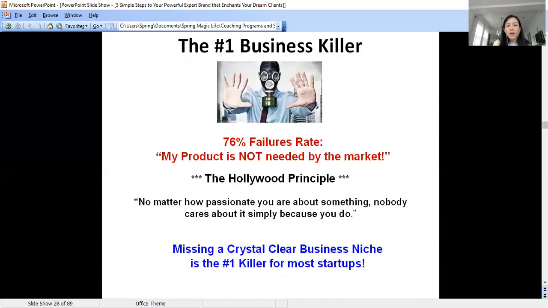So the number one business killer, according to statistics, 76% of startup failures rated the top reason is because their product is not needed by the market. Why? You know why? Those people just wanted to create something. They think it's great, can help so many people. But it ended up, they found out nobody needs that. Nobody is really buying it.